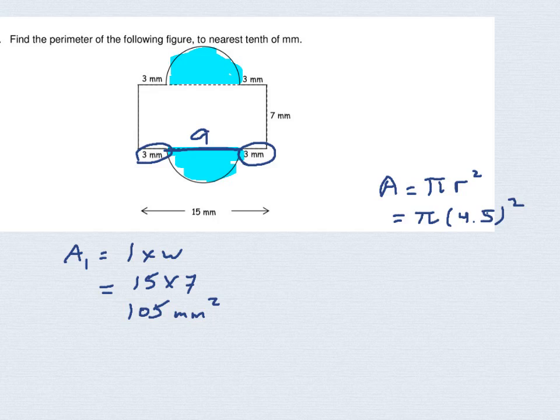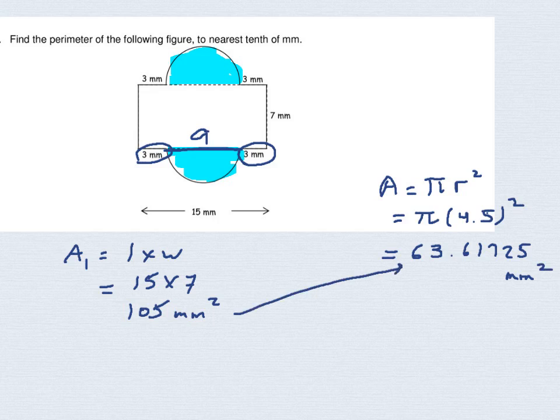So 4.5 times 4.5, or 4.5 squared, times pi should give you the answer, which is going to be 63.61725, and that's the area in square millimeters. Now the instructions: do it to the nearest hundredths.